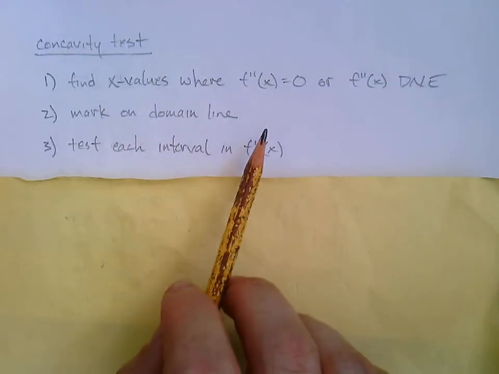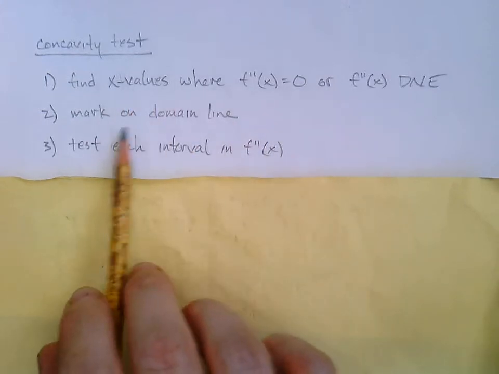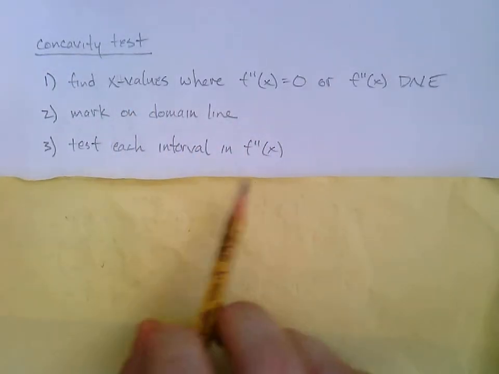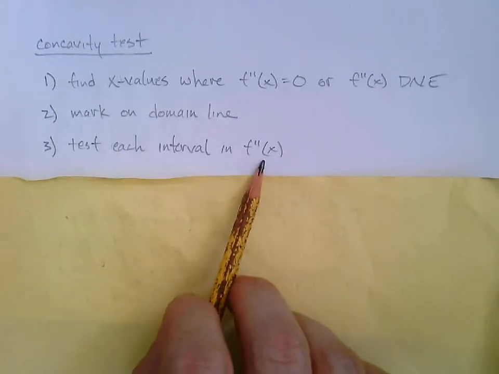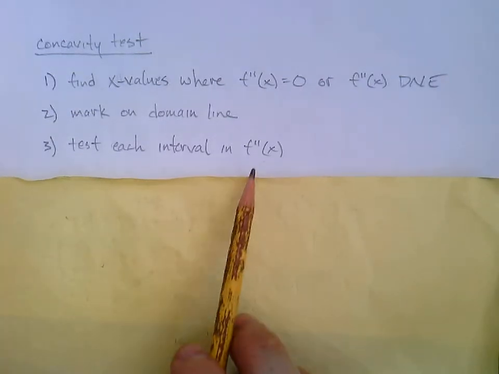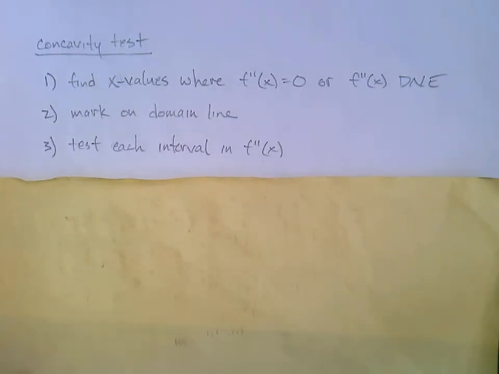We're going to think of a domain line. We're going to mark these x values on that. And step number 3 is the same. We're going to test each interval, but we're going to test it in the second derivative because we're looking at concavity. And so when we find those positives or negatives, then we know, oh, that's concave up for positive, concave down for negative.